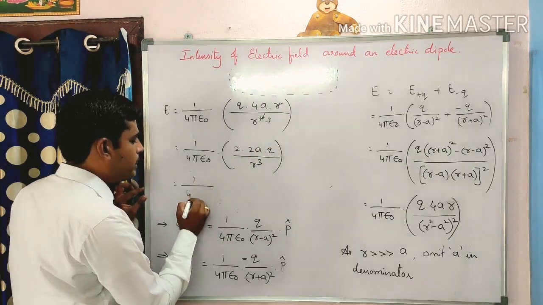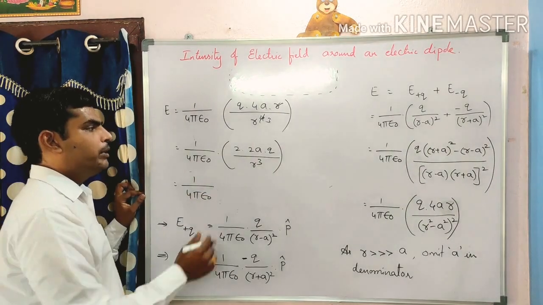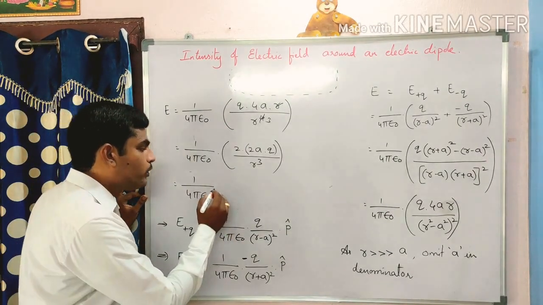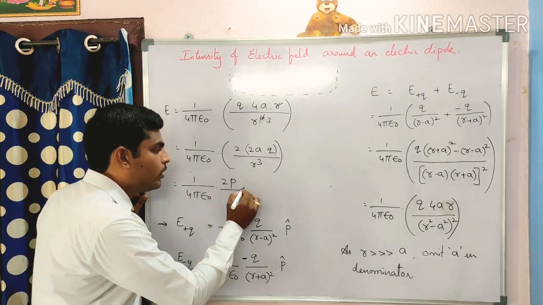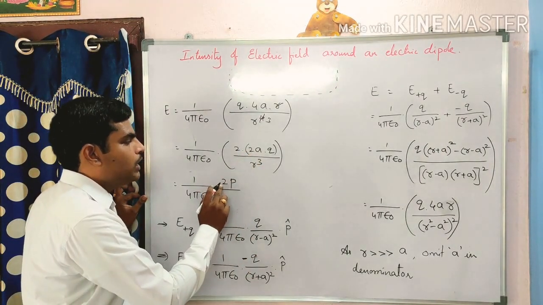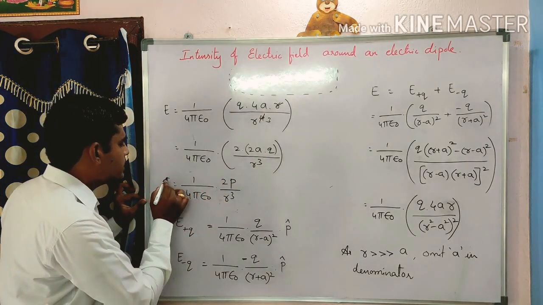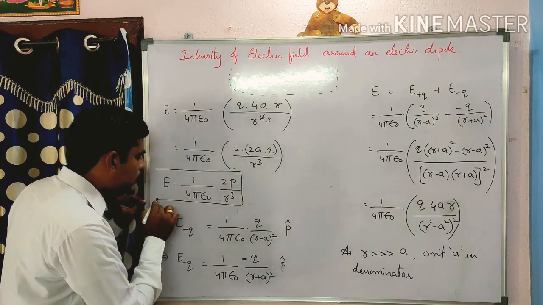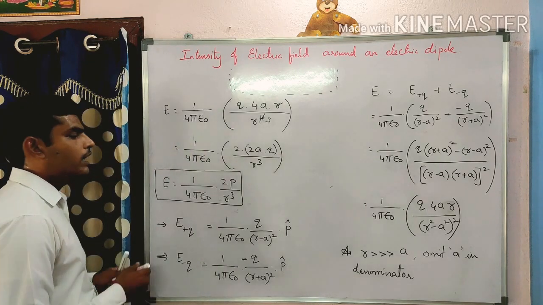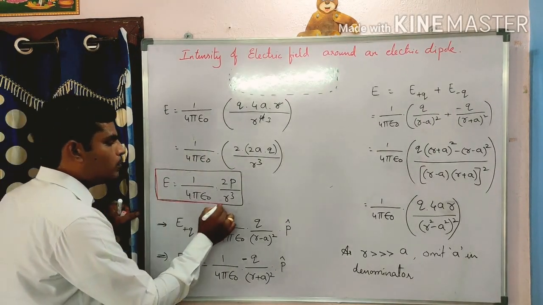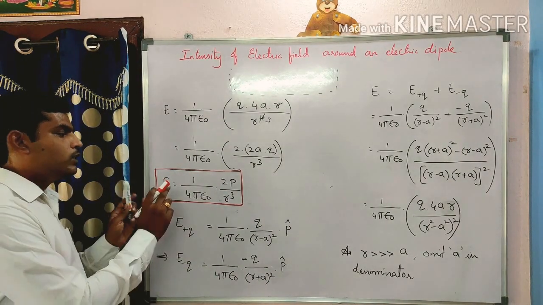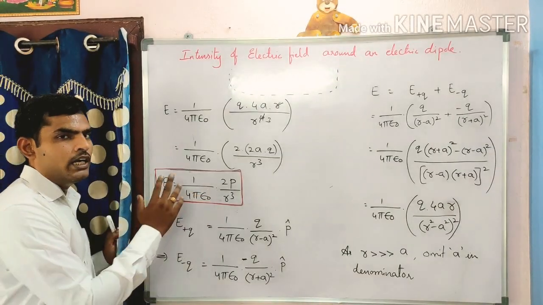Are you able to recall anything by seeing this? 2a into Q. What is 2a into Q? That is the dipole moment. Dipole moment is denoted by P. So 2P by R cube. This is the electric field on the axial line. Electric field on the axial line is 1 by 4 pi epsilon naught into 2P by R cube. This is the most important conclusion here. Electric field on the axial line is how much? 1 by 4 pi epsilon naught 2P by R cube.